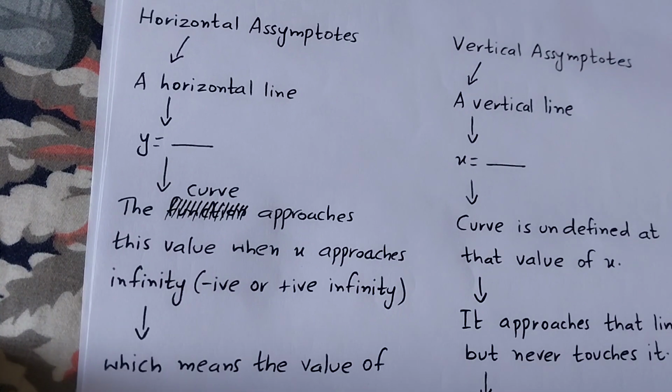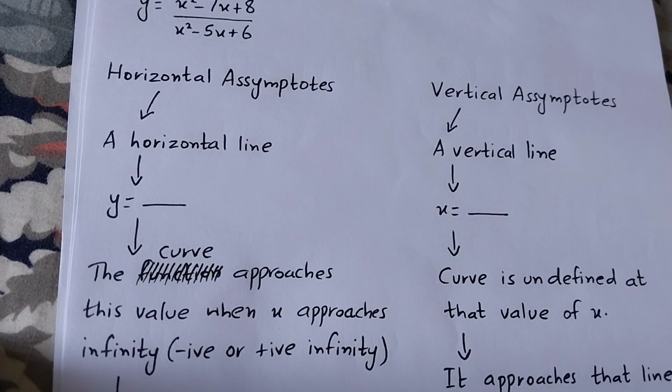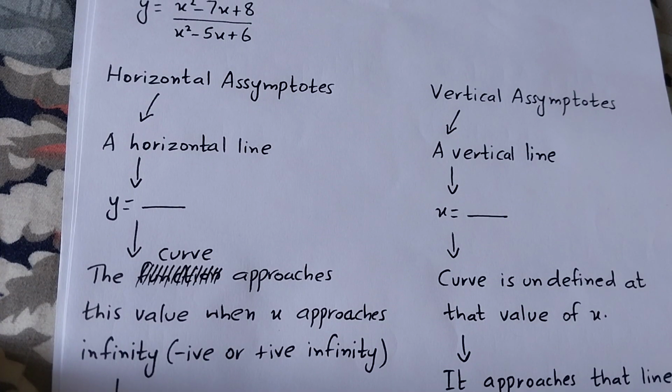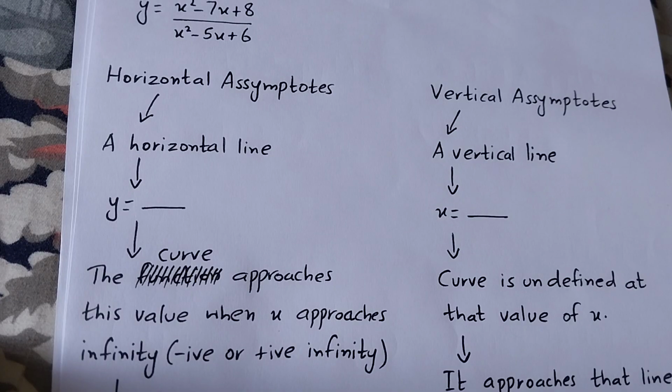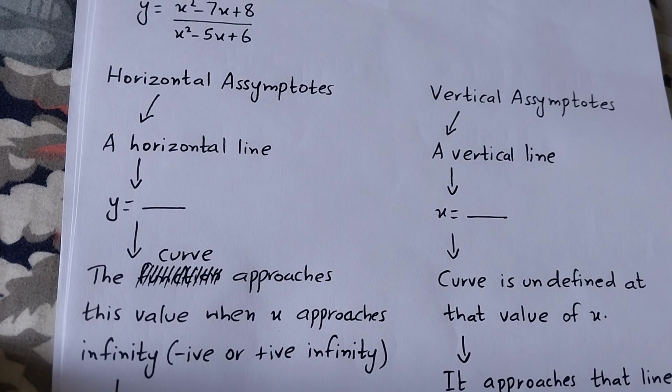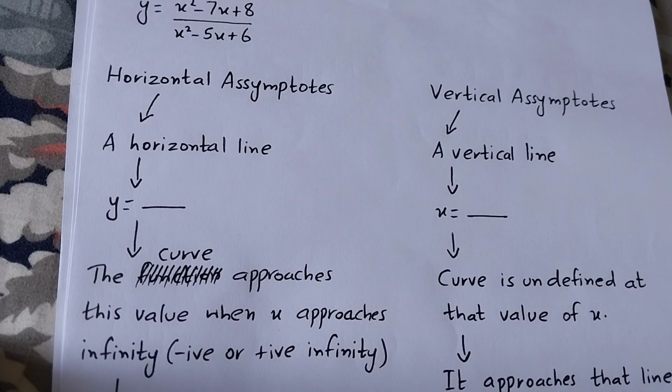For horizontal asymptotes, obviously there will be horizontal lines, and if there are horizontal lines, they can be written in terms of y. They will have equations y equal to something, 2, 4, 1, whatever. Because in horizontal lines, the value of x changes, but the value of y remains the same, just like the x-axis.